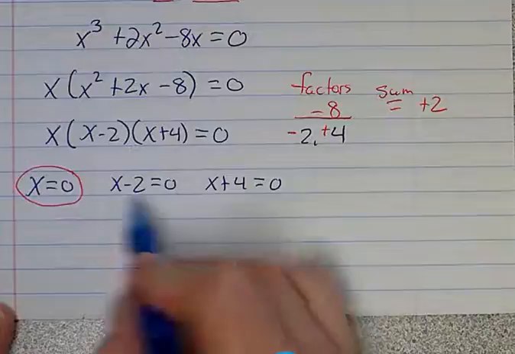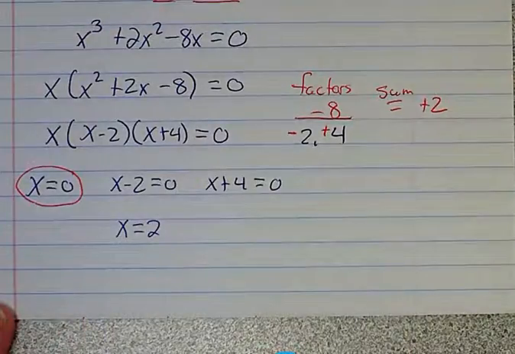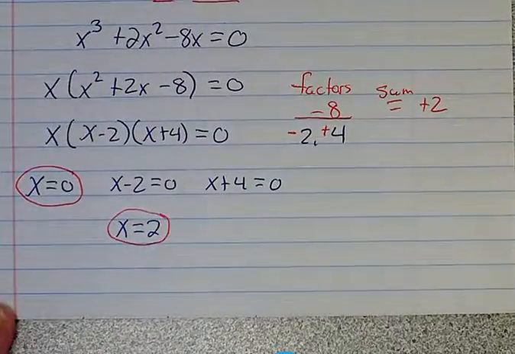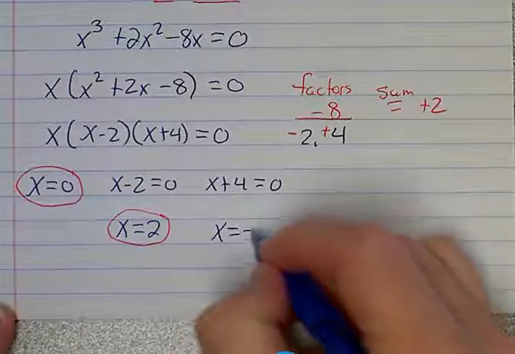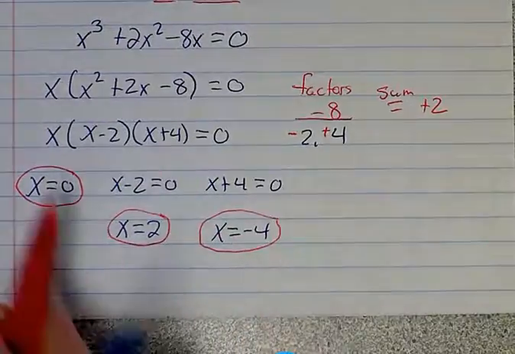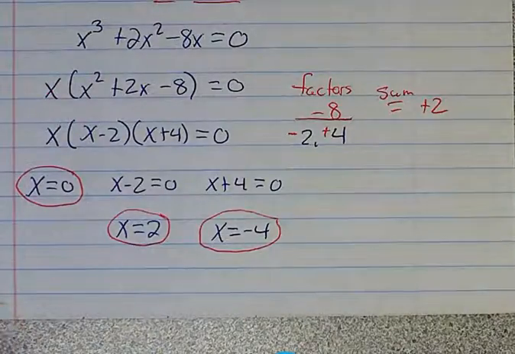For x minus 2, just add the 2 to both sides. And then for the x plus 4, we'll subtract 4 from both sides. And there's the three answers we're looking for. And again, we started off with x to the third, so there's our 1, 2, 3 answers that we have.